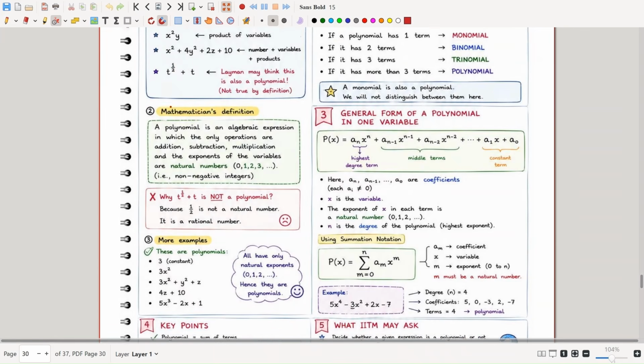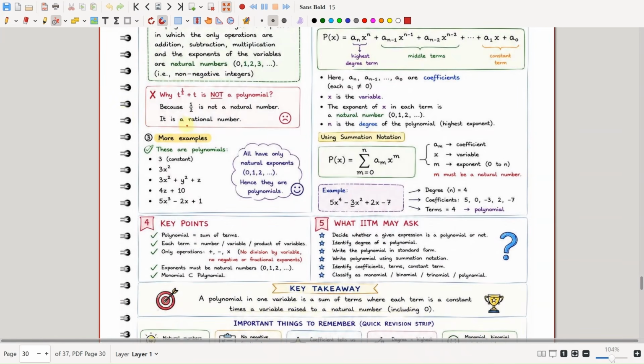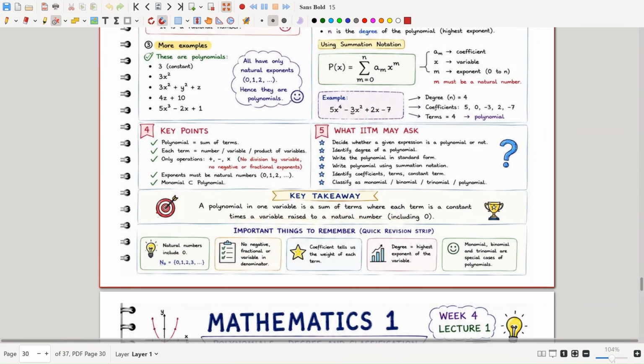So this constant term 3 is also a polynomial. 3x square is also a polynomial. 3x square plus y square plus z is also a polynomial. These things are also called polynomials. So the expected questions are that the IITM can ask us to decide whether a given expression is a polynomial or not, and to identify the degree of the polynomial.